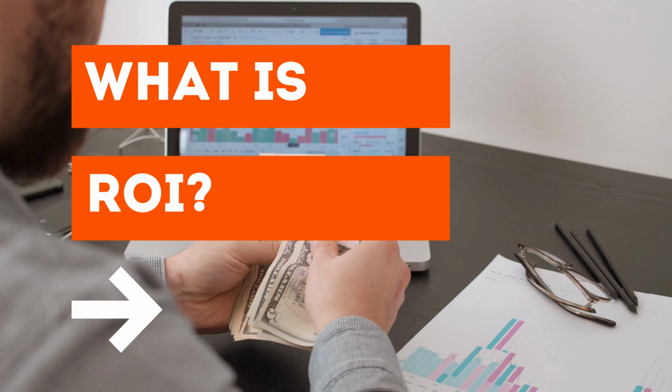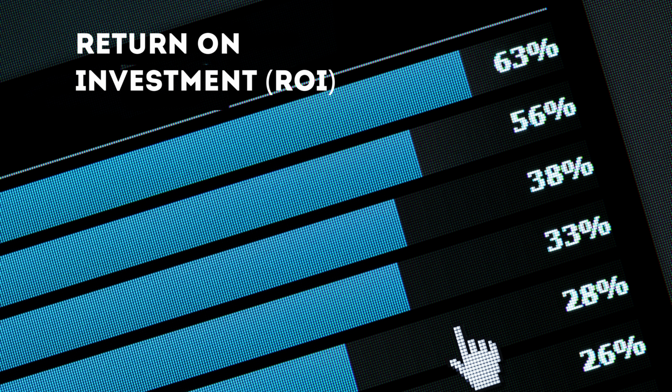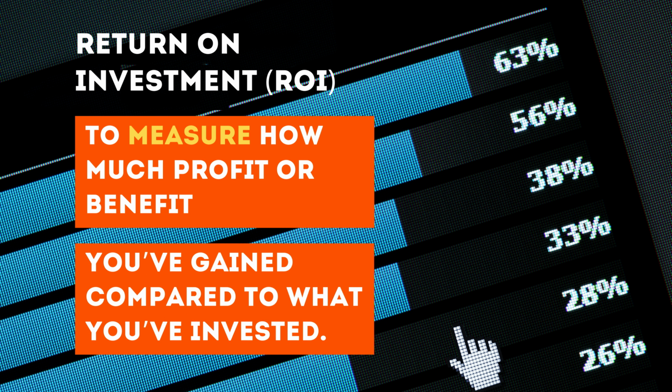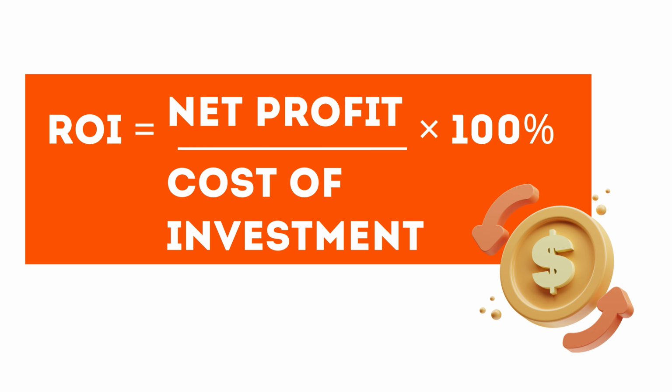What is ROI? ROI stands for Return on Investment. It's a simple way to measure how much profit or benefit you've gained compared to what you've invested. Here is the formula. ROI equals net profit divided by the cost of investment, multiplied by 100 to get a percentage. Now, why is ROI so important?